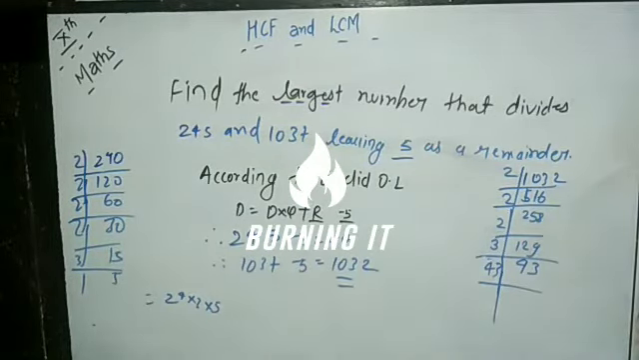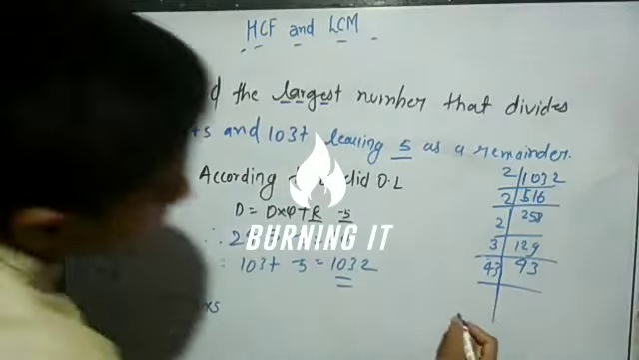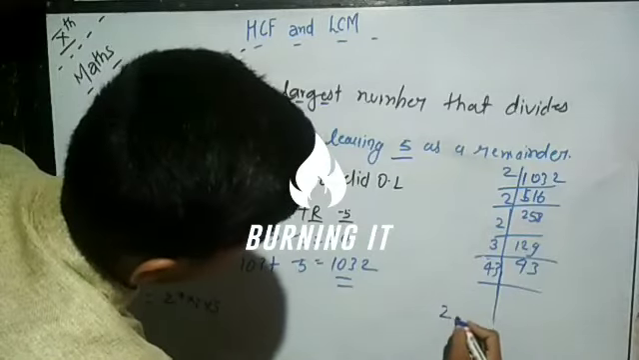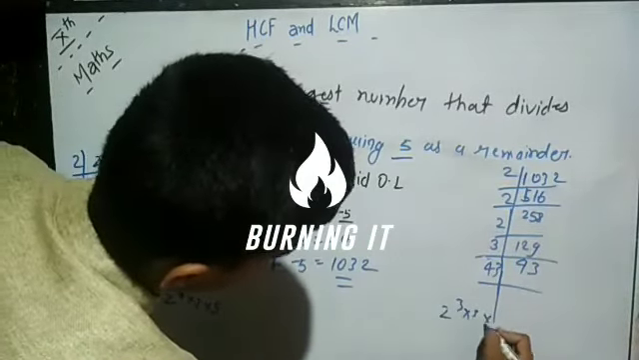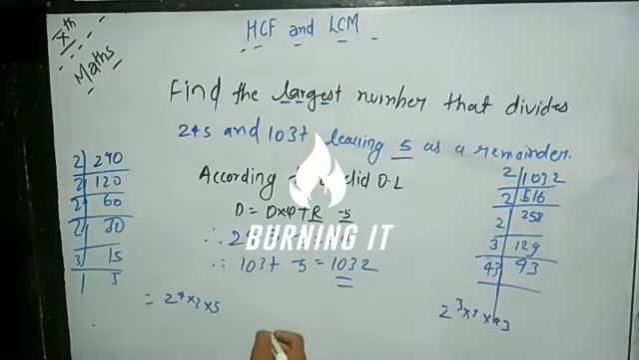Now look here, as I told you, at the last step we have to find the HCF. Now how can we write 1032? 2 to the power 3 into 3 into 43. Now look here, what are the common factors present in both the cases?